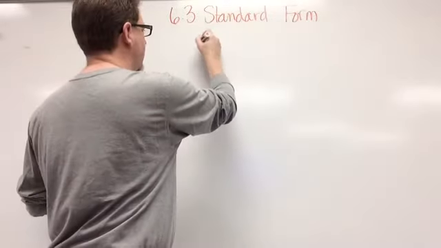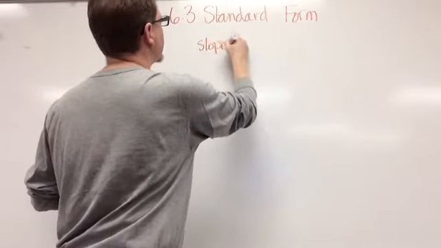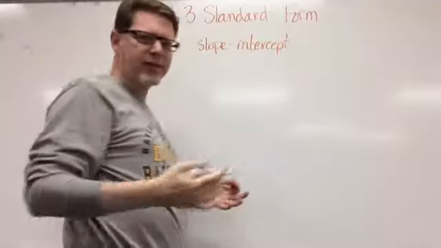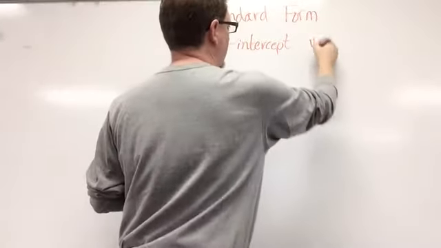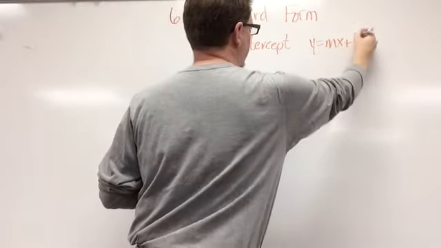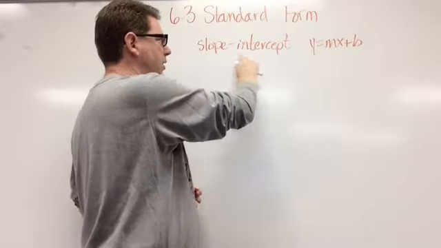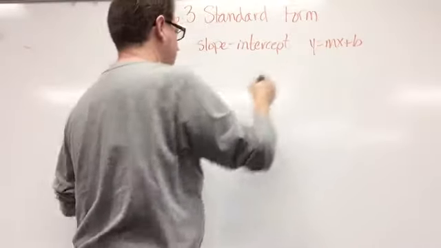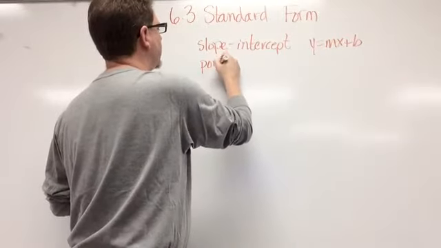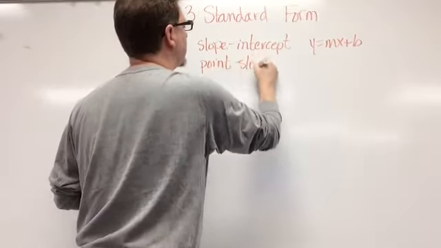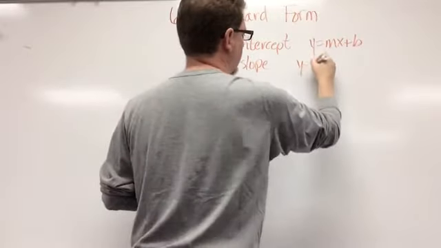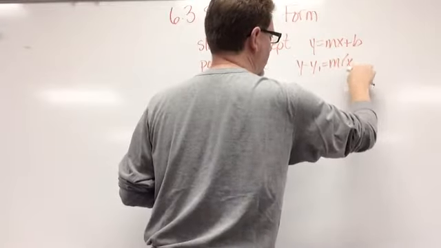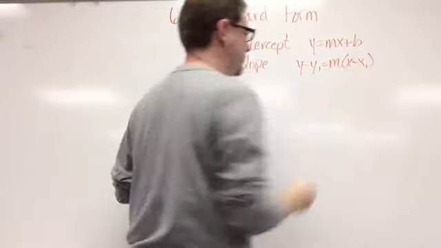We have slope-intercept form. Go ahead and write these down. I know you know them, but go ahead and write them down. It is y equals mx plus b. You're given a slope and the y-intercept. And then we have point-slope form, which you'll remember is y minus y1 equals m times the quantity of x minus x1.